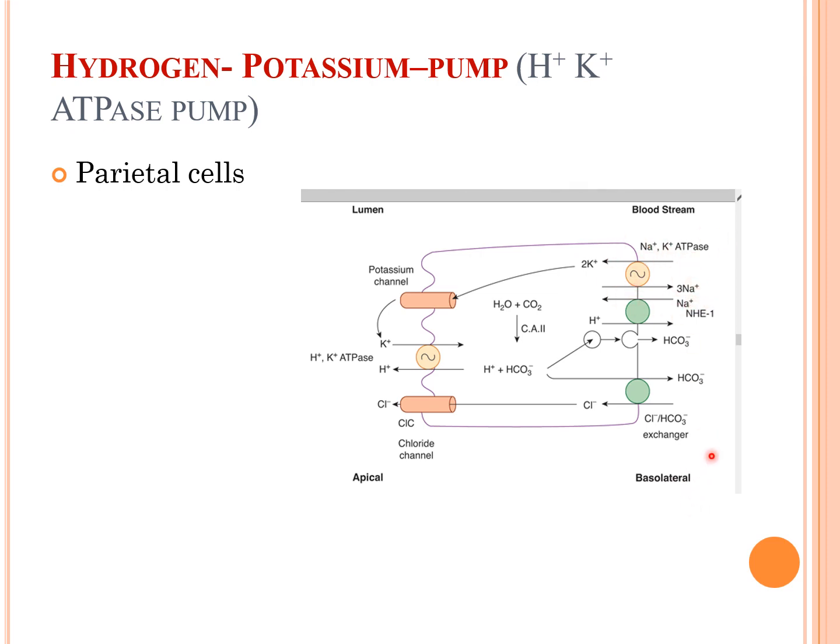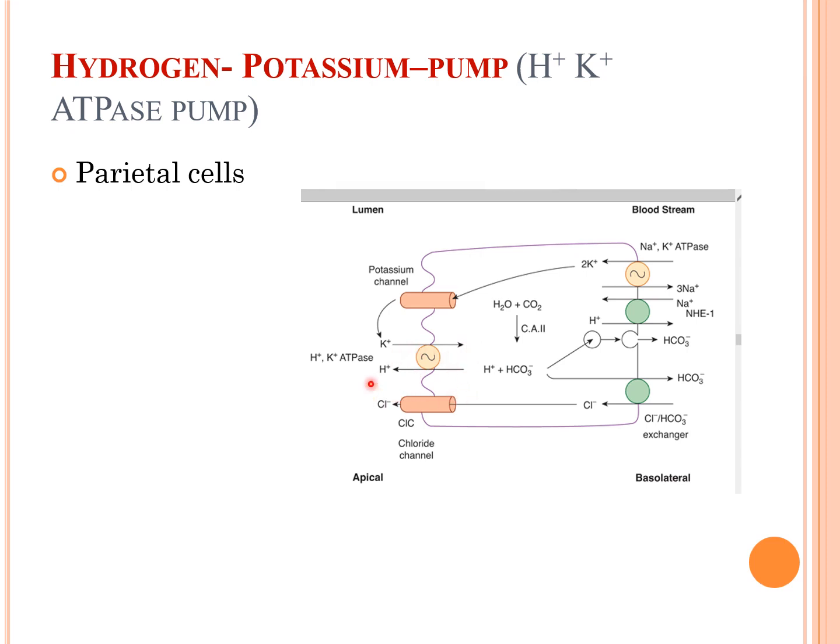This is present on the basolateral side of the parietal cell, and here you can see the apical side of the parietal cell has this hydrogen potassium ATPase pump. The other name for this pump is the proton pump in the parietal cell. It is also a primary active transport mechanism which pumps hydrogen into the lumen and potassium into the cell.